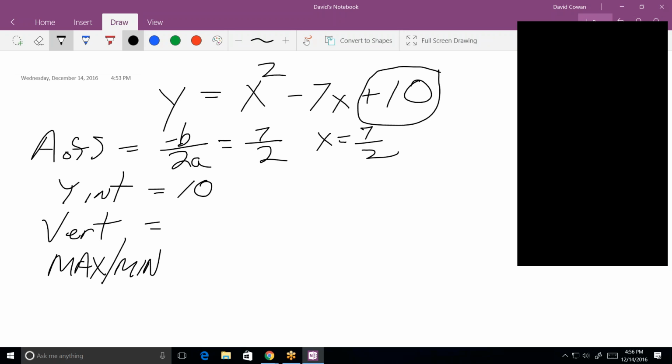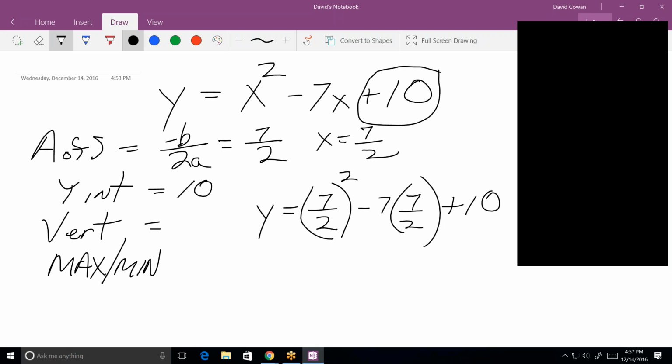Okay. We know the x-coordinate is 7/2, so the y-coordinate is going to be 7/2 squared minus 7 times 7/2 plus 10. See how I got that? No. I'm merely substituting the x-coordinate of the vertex into the original function for x. Okay. That gives me y equals 7/2 squared instead of x squared. Gives me minus 7 times 7/2 plus 10. You see how I got that? Oh, I see now. Okay.